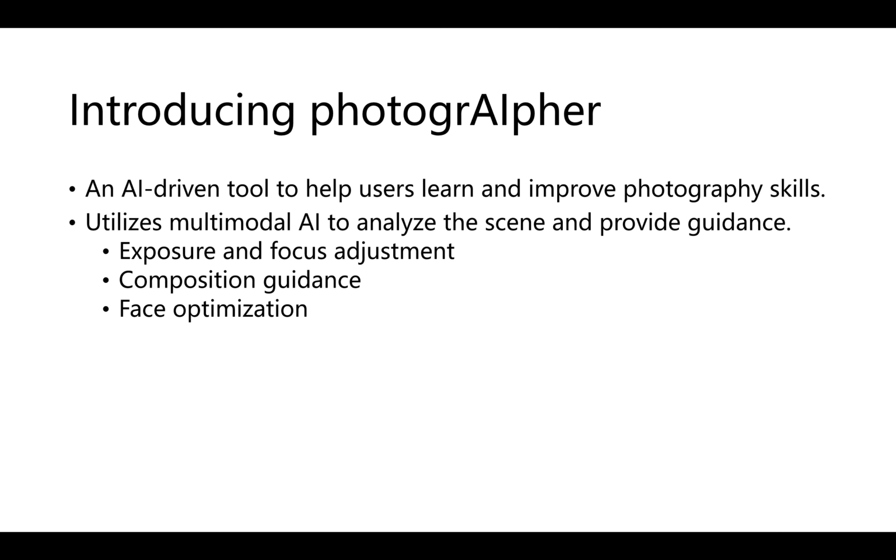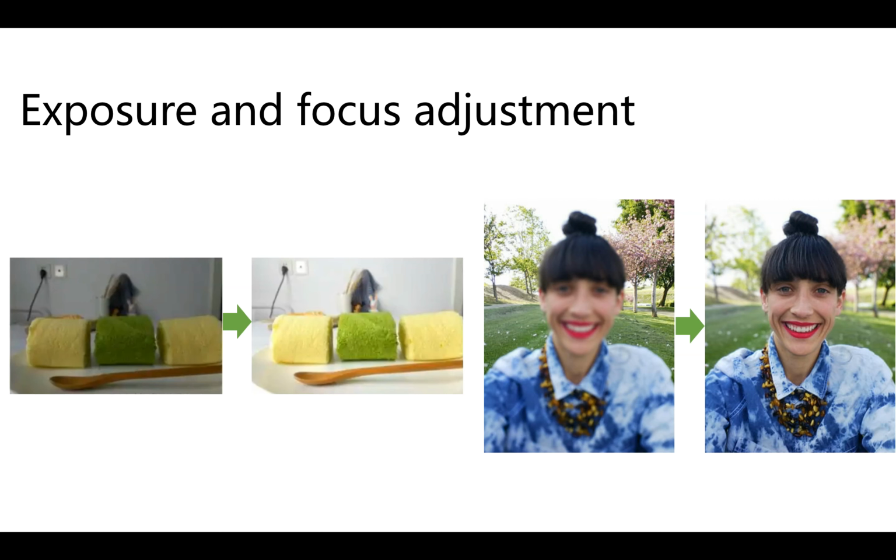Let me show some image examples for you. So as you can see on the left hand side, we can adjust the exposure to make the photo brighter and to make it look better. And for the right hand side, we can see that the focus is initially wrongly set, but we can adjust that automatically to make the focus on the face.